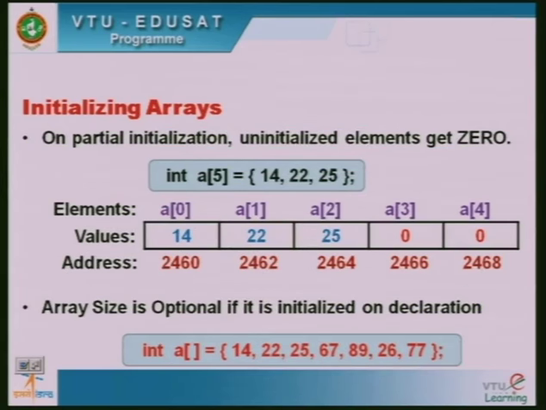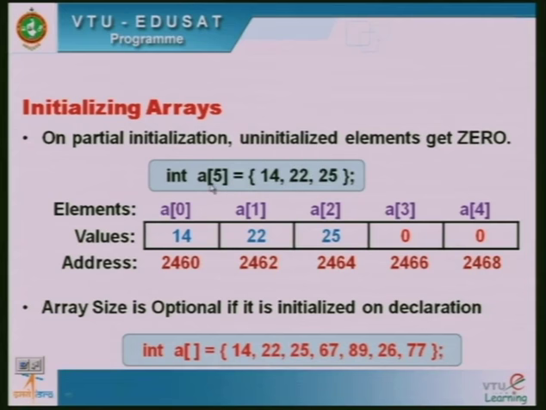Now, in continuation with initializing arrays, on partial initialization, uninitialized elements will get the value 0. So, consider this particular declaration here, a of 5. The size of the array is declared here as 5, whereas the number of elements I am mentioning here is only 3, right.